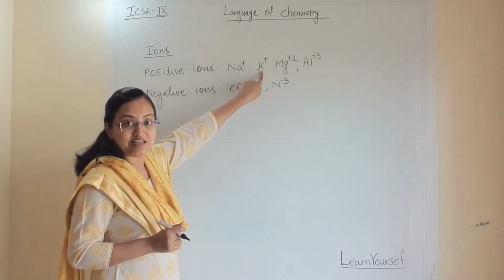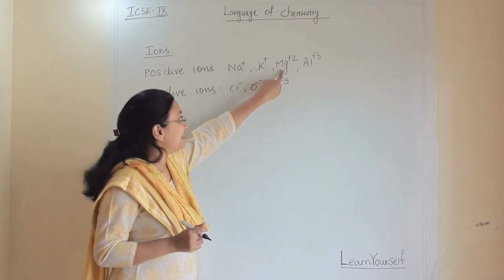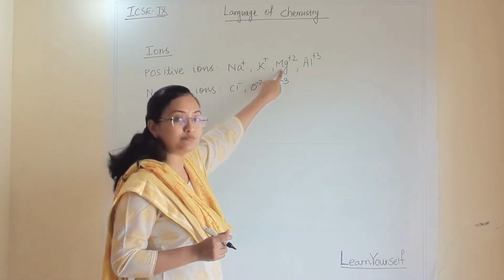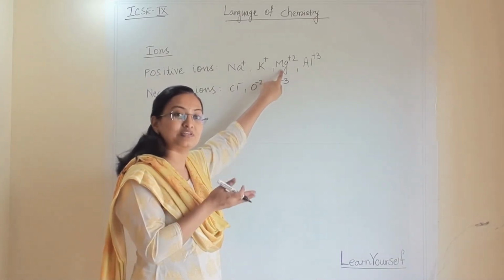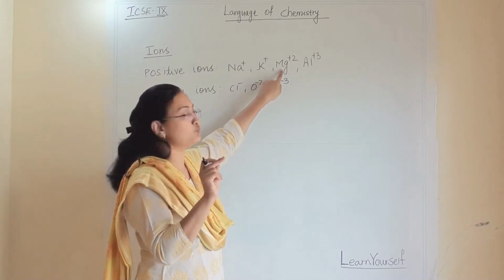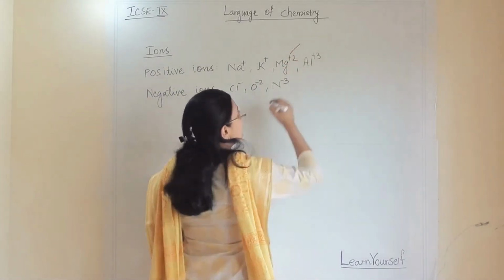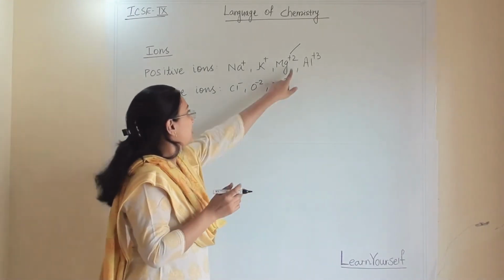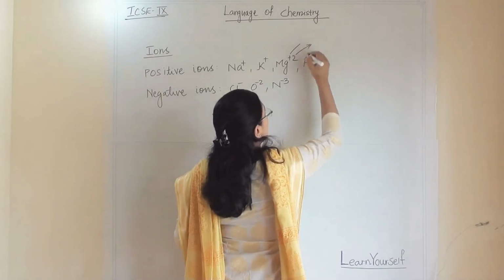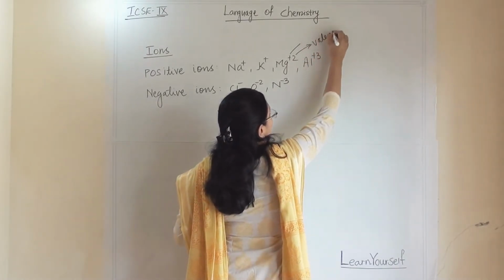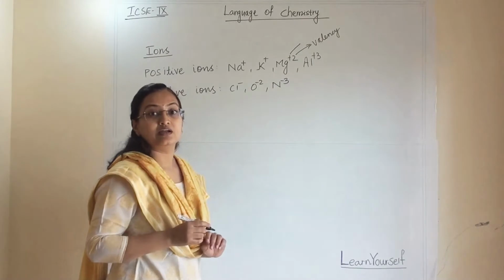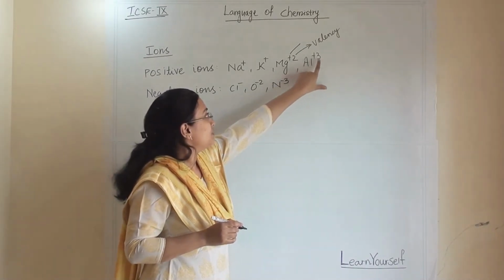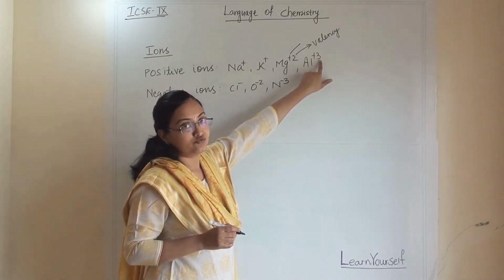The valency of potassium is 1. Magnesium is divalent and its valency is 2. But it is a positive ion, so that's why we represent it with plus 2. The plus suggests whether the ion is positive or negative, so this ion is positive. Then the 2 tells us the valency of that particular ion. This is aluminium. It is positive and its valency is 3.